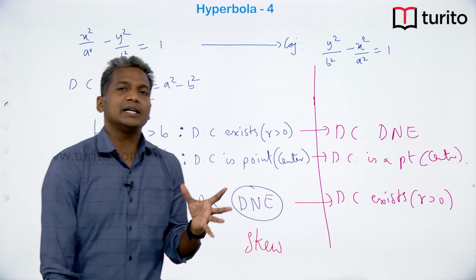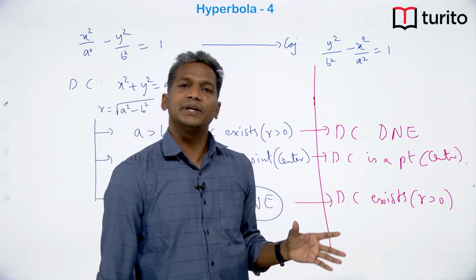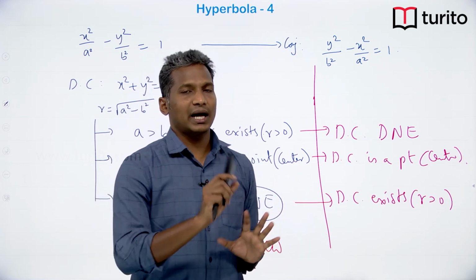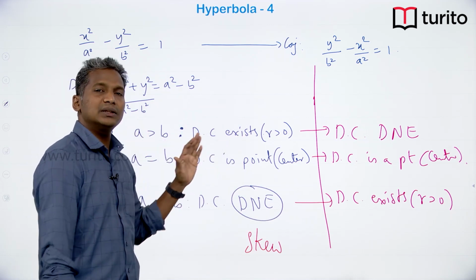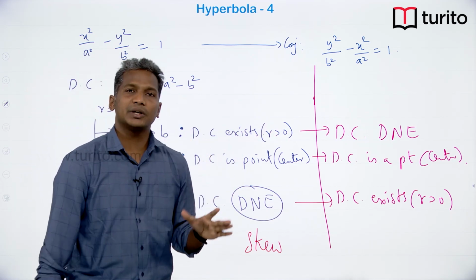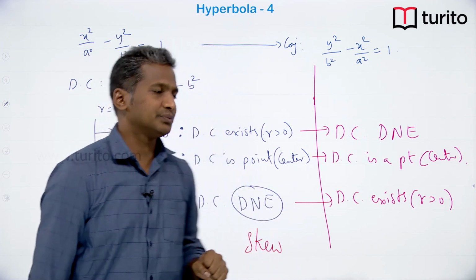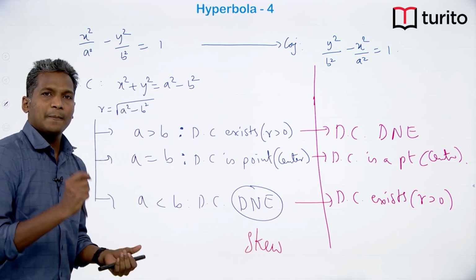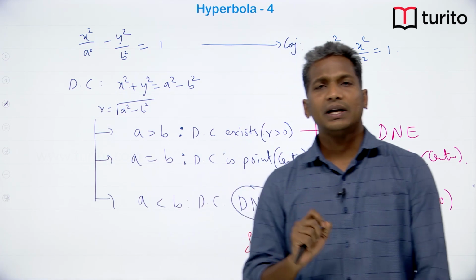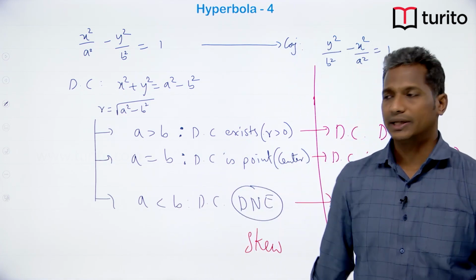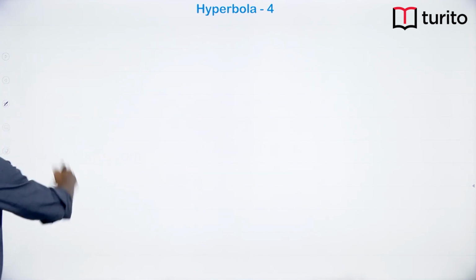So if I make a statement that for both hyperbolas the director circle exists, then both hyperbolas must be rectangular. This is one simple idea of comparing the hyperbola and its conjugate with respect to the existence of the director circle. Now there is one more idea. Suppose I take the angle between the asymptotes as theta. To understand this we need some more space, so let us erase it here.